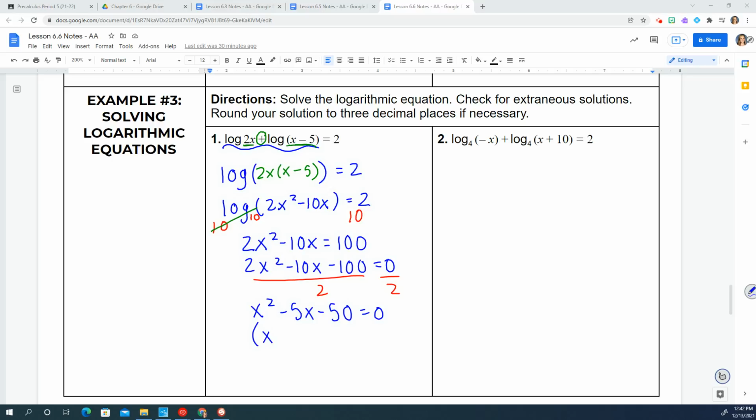All right, so this factors to what? x minus 10, x plus 5, right? That would work? Yep, that's right. x minus 10, x plus 5. So we get solutions of 10 and negative 5.